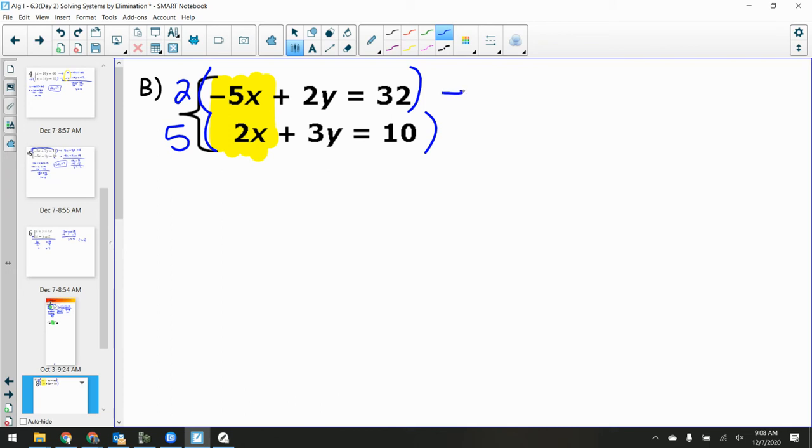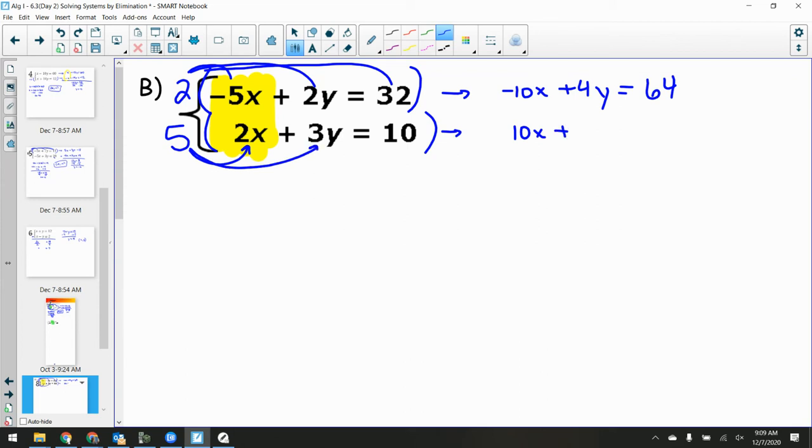So the top equation becomes negative, now again, be careful, negative 10, positive 4, and did you catch it? Did you get the equals 64, or did you accidentally write 32 again? Because a lot of people would just accidentally write 32 again. Don't do that. We got positive 10x. On the bottom, we have a positive 15y, and then a 50. Be honest with yourself, did you accidentally write 10? Because that's a very common mistake, just not multiplying that last term.